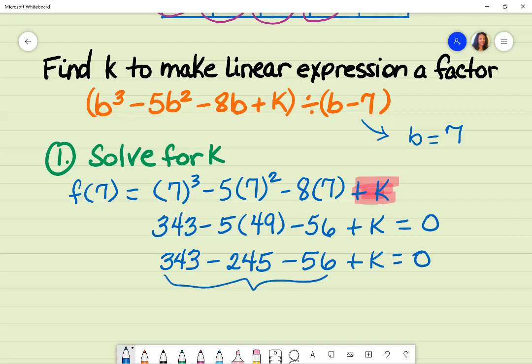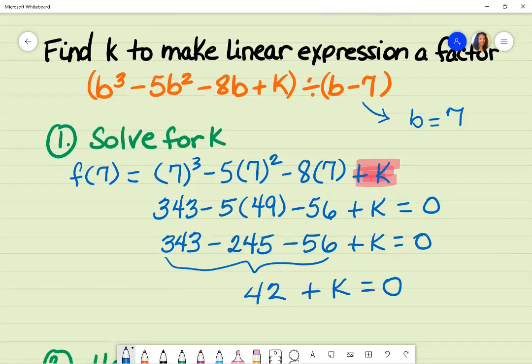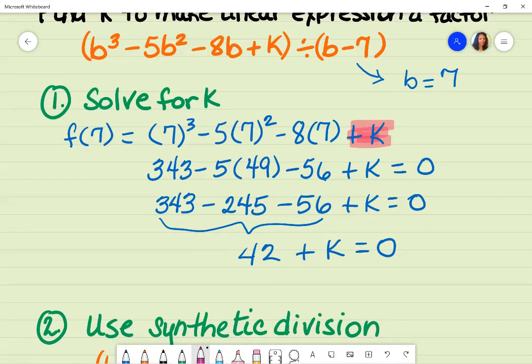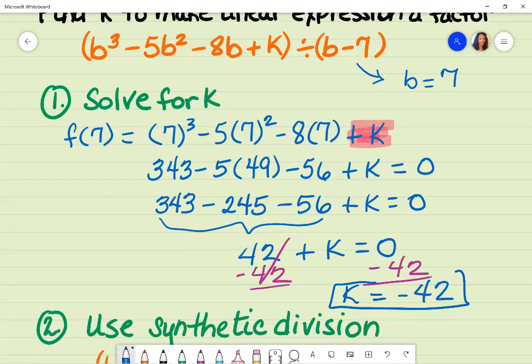Once I combine my like terms, that is going to be 42 plus k equals 0. Well, I want to solve for k, which means that I'm going to have to subtract this 42 on both sides, which leaves me with k being negative 42, sorry. So k is equal to negative 42. That is when I use the solving method.